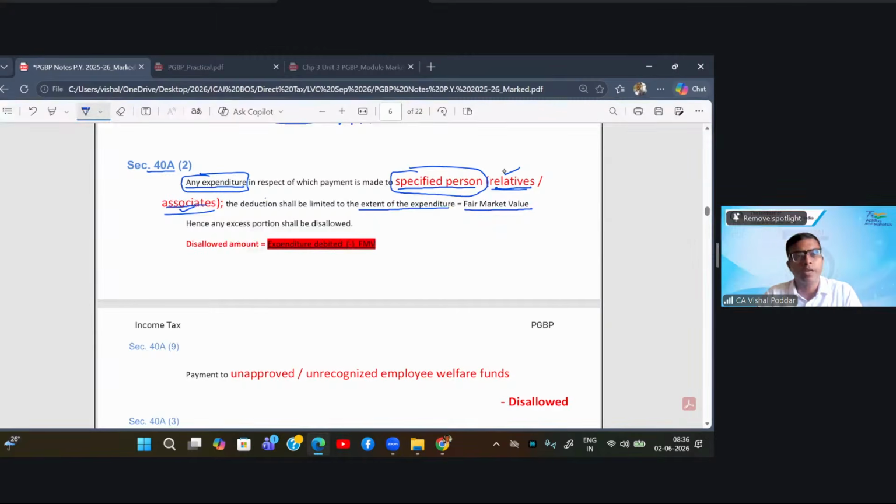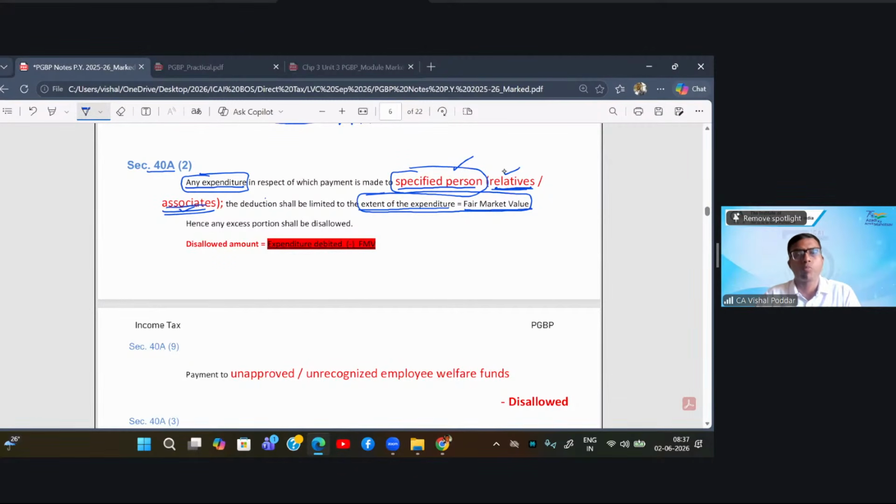So if you are paying salary to your sister, to your wife, ensure that the salary meets the standards of salary for that particular level of job. If you are making payment for purchases to your brother, please ensure that the price which you have taken for the purchases is matching the market price. So whenever you are doing business with your specified persons like your relatives, your business associates, the law says ensure that the expenses you are making is equal to fair market value.